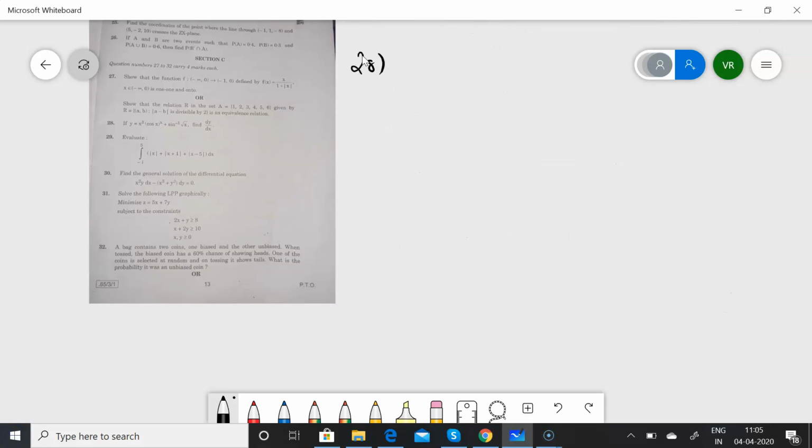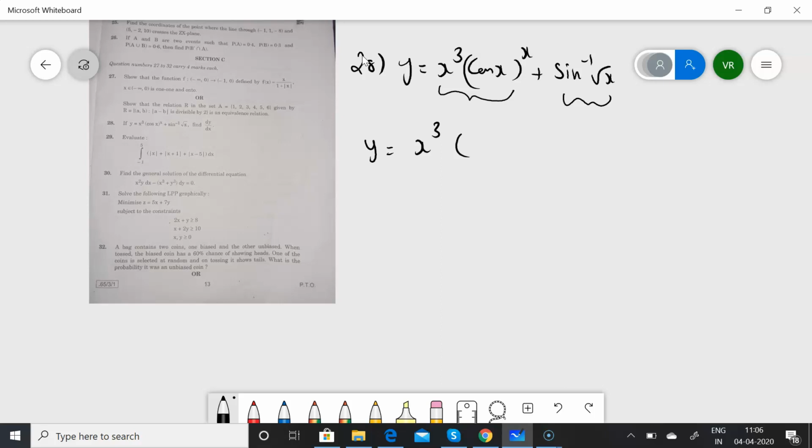Coming to the 28th question, it's given y equals x cubed cos x raised to the power of x plus sine inverse of root x. Now let us split it as two functions. Let me differentiate this separately and this separately. Now let me take this as y equals x cubed cos x raised to the power of x.